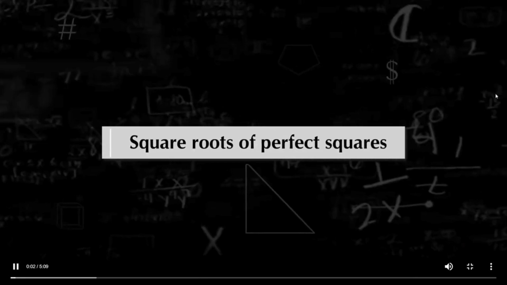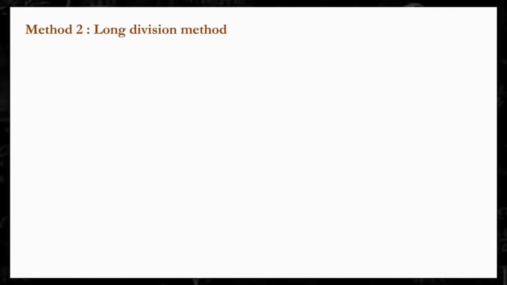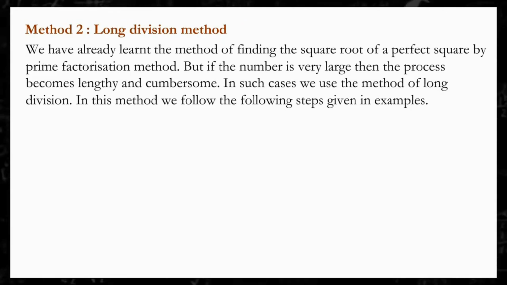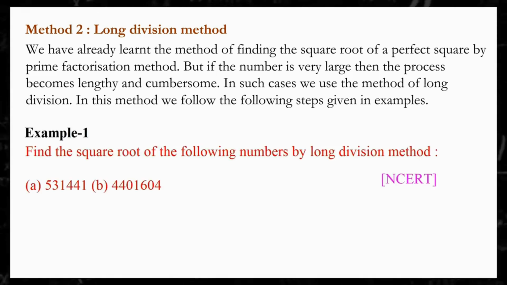Square roots of perfect squares. Method 2. Long division method. We have already learnt the method of finding the square root of a perfect square by the prime factorization method. But if the number is very large, then the process becomes lengthy and cumbersome. In such cases, we use the method of long division. In this method, we follow the steps given in the examples.